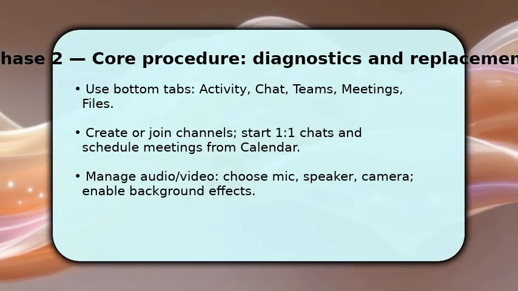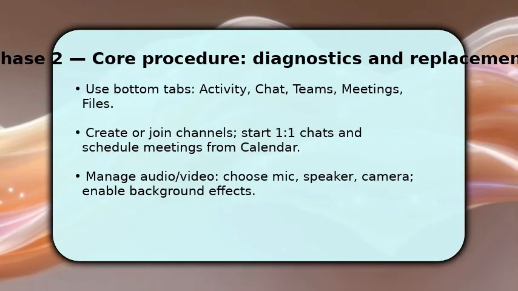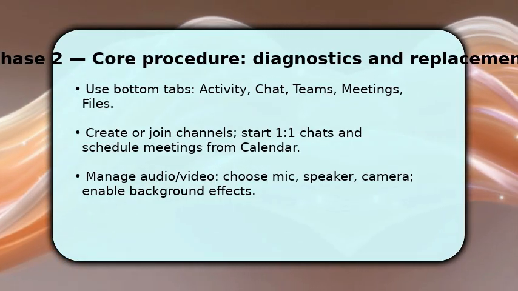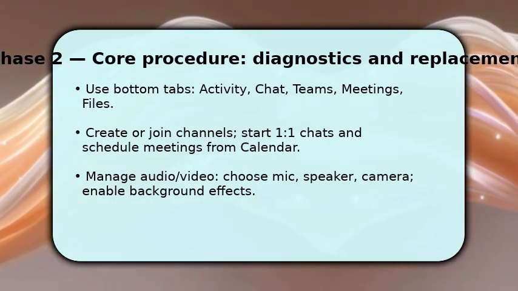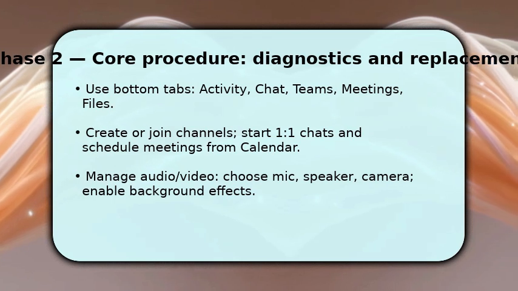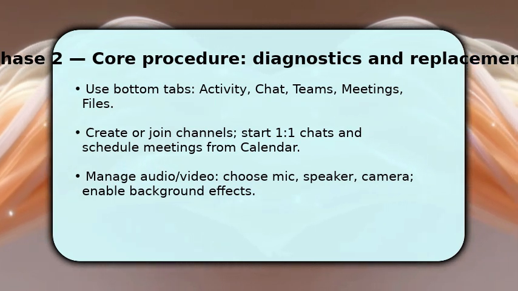To run meetings, open Calendar to schedule or join. During a call, select speaker, microphone, and camera icons to control audio and video, and use background effects to hide your surroundings. Make sure to pin important channels for faster access.